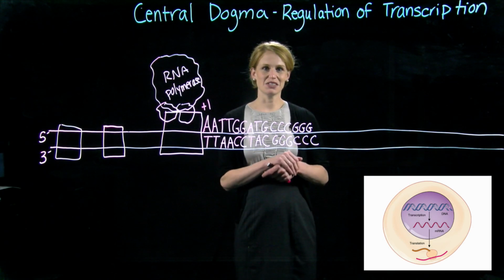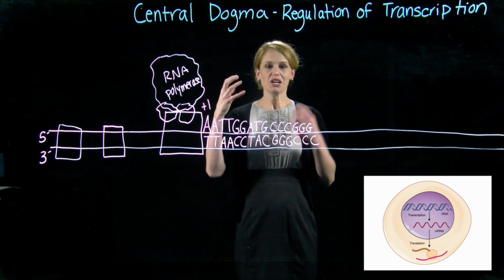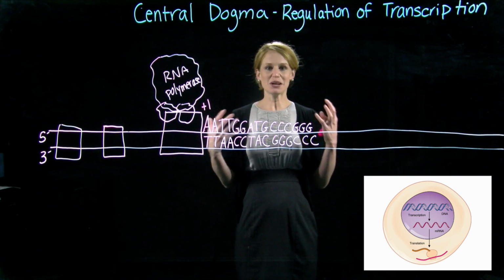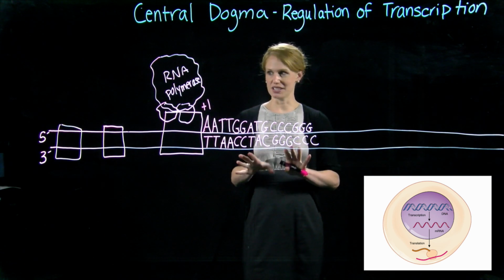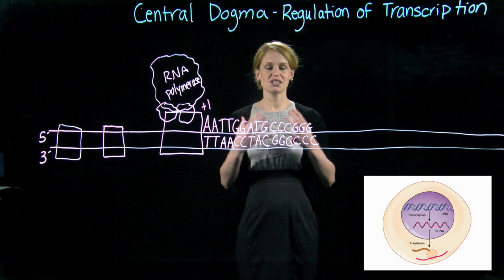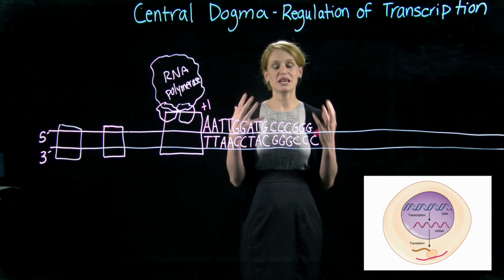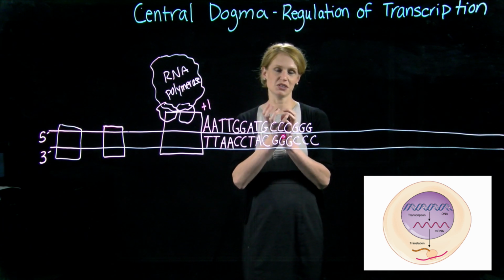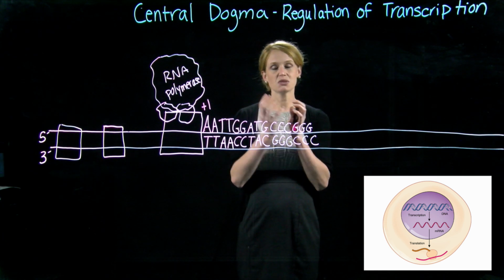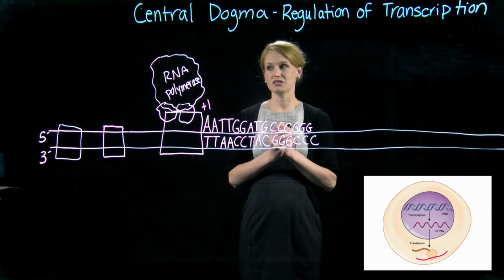Hello! In this series of videos, I'd like to break down the process of the central dogma. This is an amazing process that gets the information held in the base sequence of DNA and uses that through a two-step process of transcription and translation to make a protein that folds into a specific shape and fulfills a function within the cell. So in this first video, I'd like to talk about the regulation of transcription.